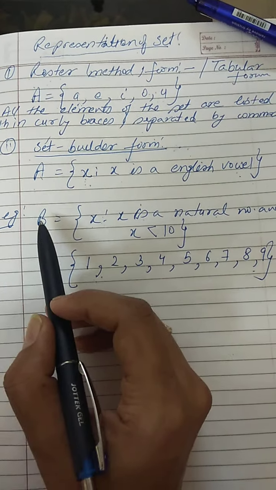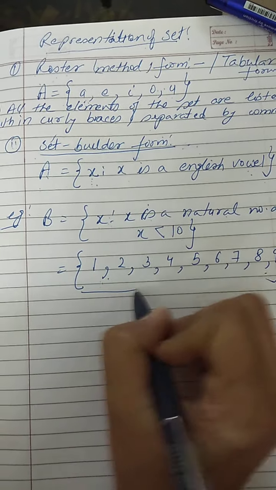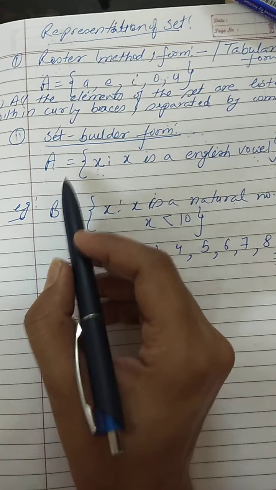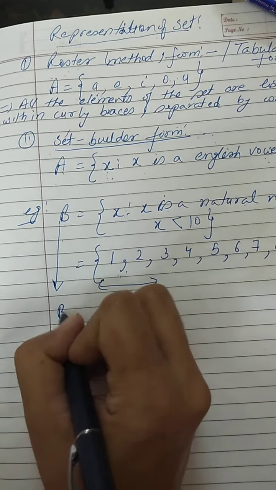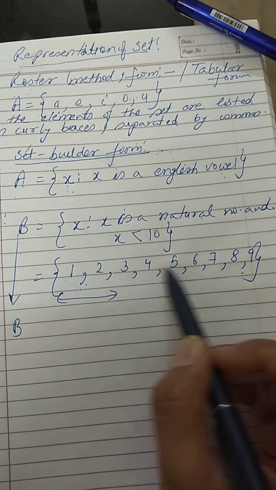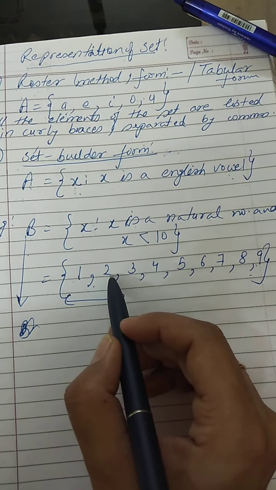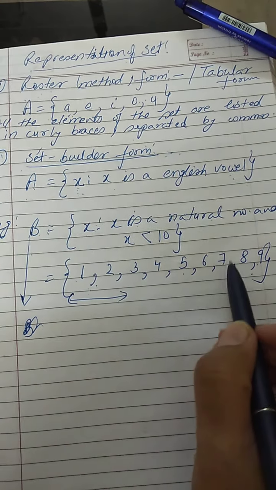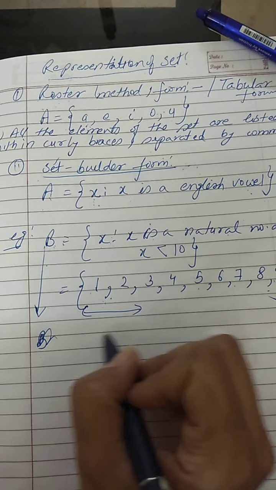Right? If this is clear, we will move to the next part. Let us take the same example, set B, which has the elements 1, 2, 3, 4 up to 9. Now 1 is the element of which set? B set. 5 is the element of which set? B set. 7 is also the element of which set? B. So there is one symbol.